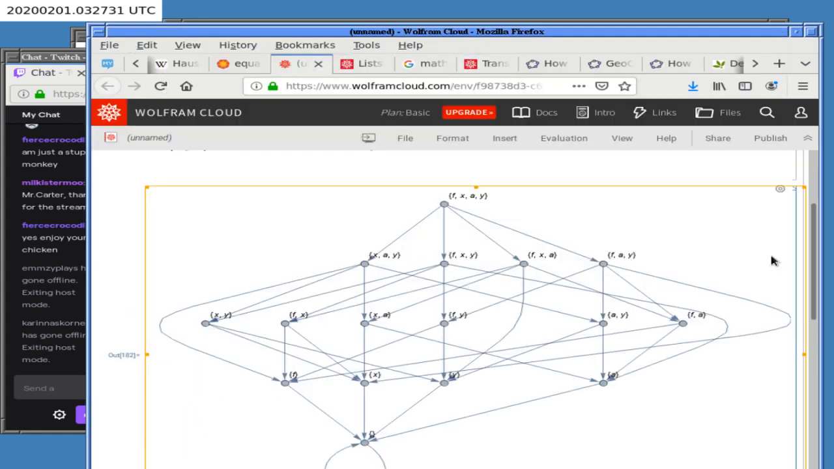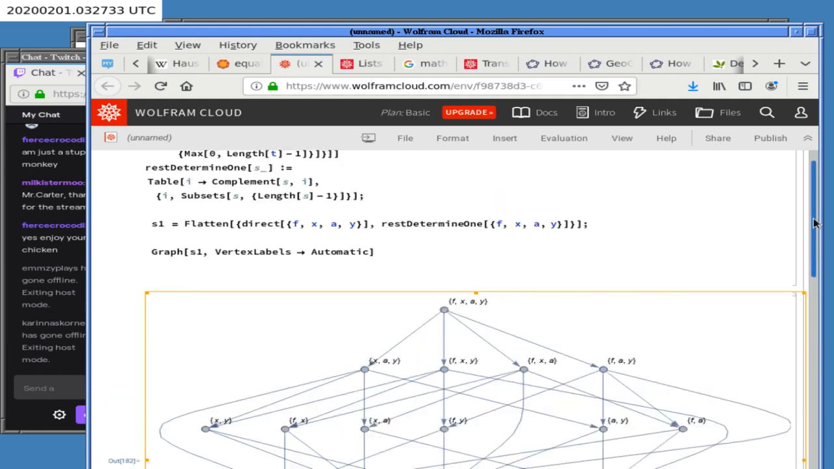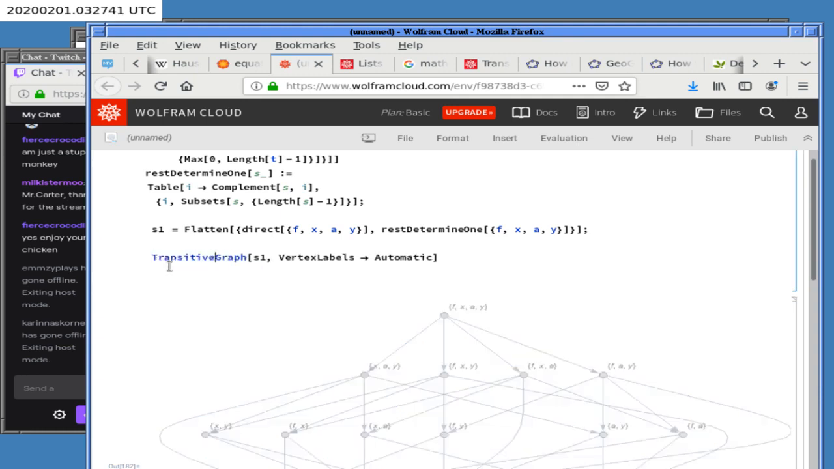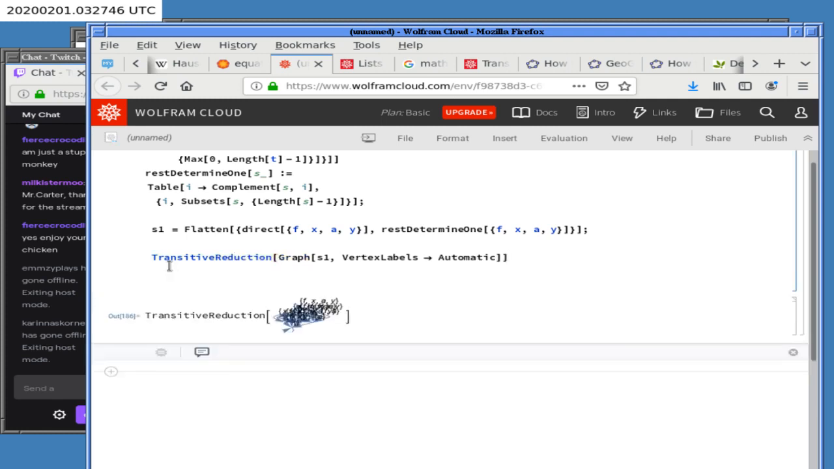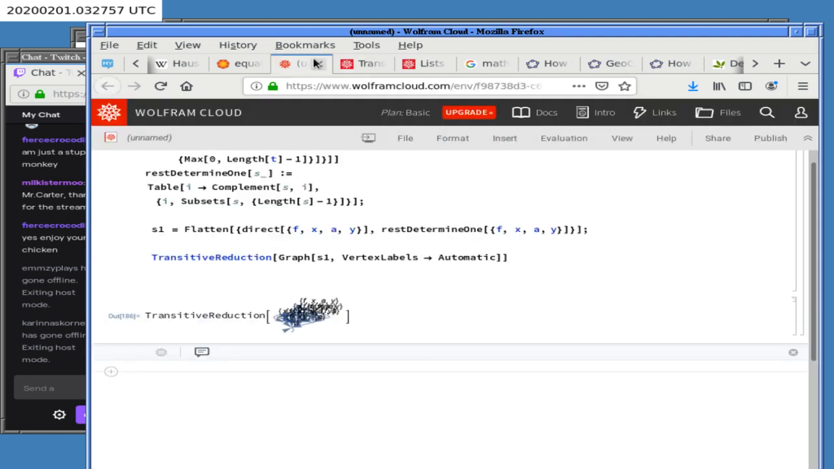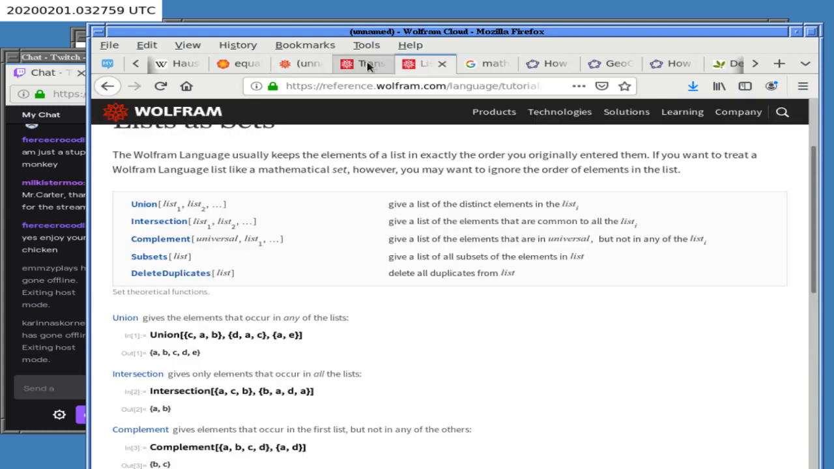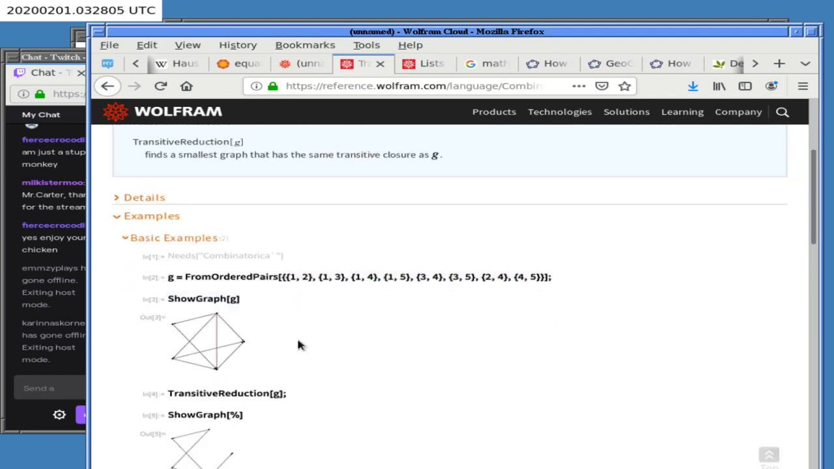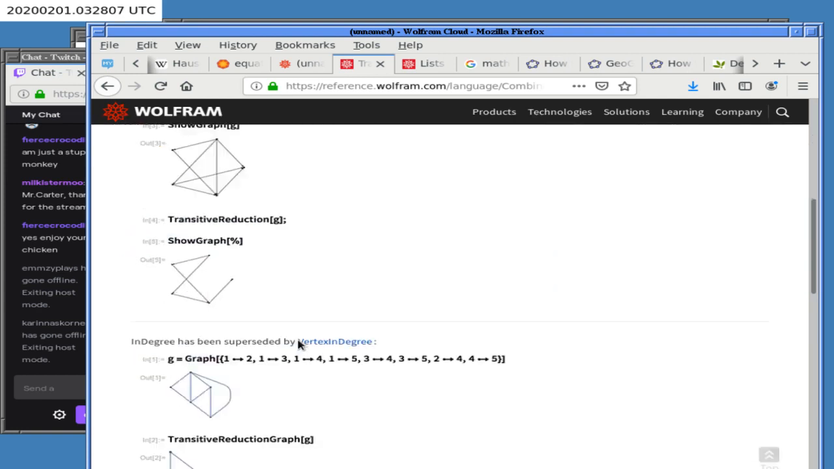Now if we can find the transitive reduction, something tells me this is not going to do what I want. Well, actually it might. Transitive, that didn't do what I wanted. So this is transitive reduction. I might be doing it on the wrong thing. Okay, so from blah blah blah blah. Transitive reduction. Well, it looks like it is a transitive. Aha!